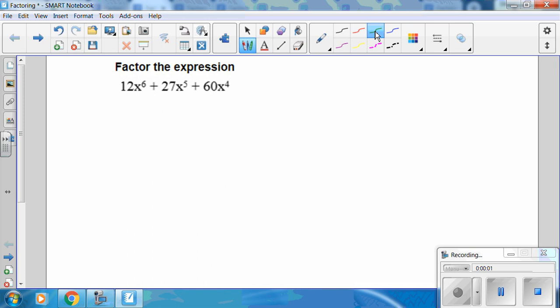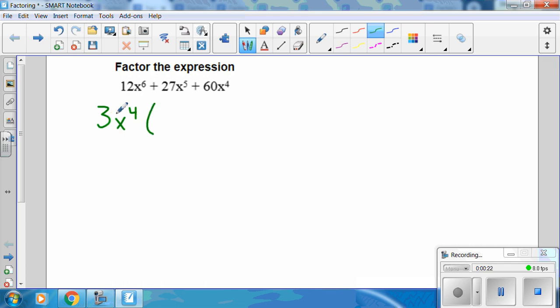All right, let's look for our greatest common factor. Now we have 12, 27, and 60. So the largest number that we can divide into all three of those is 3. And then we have x to the 6th, x to the 5th, and x to the 4th. So we can actually take out x to the 4th from all three terms.